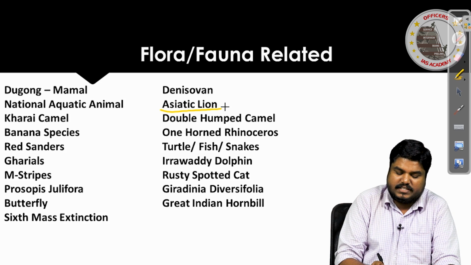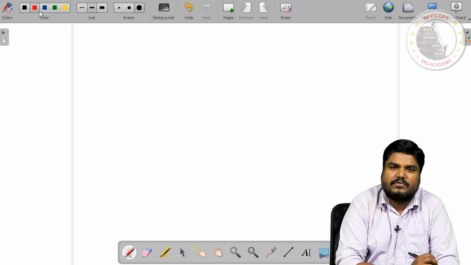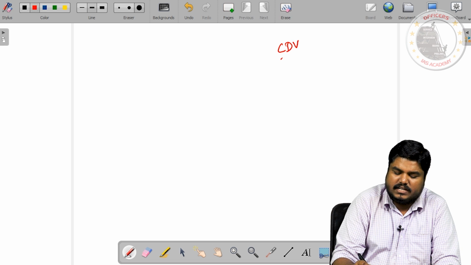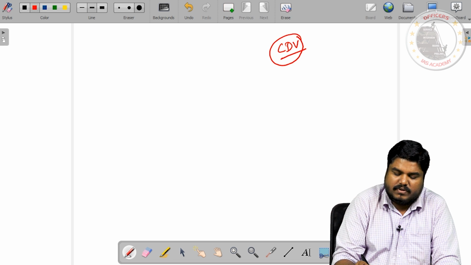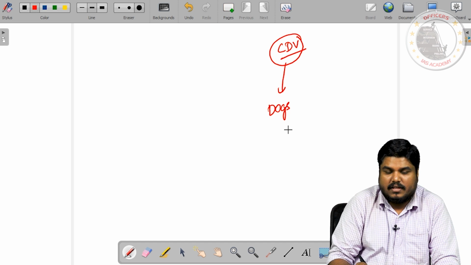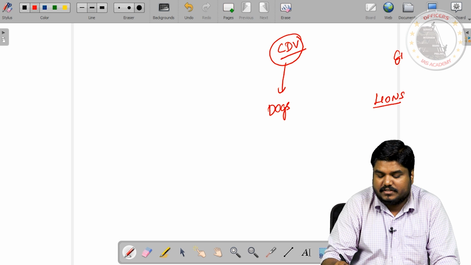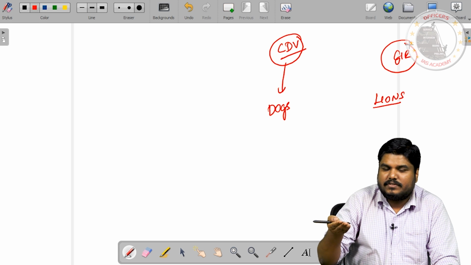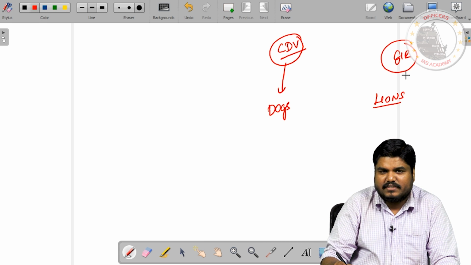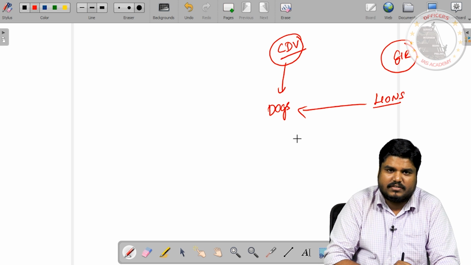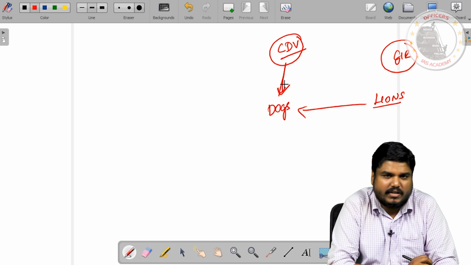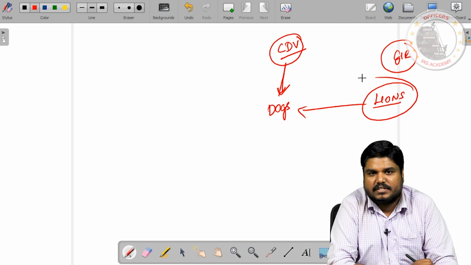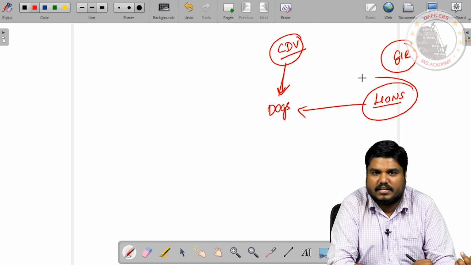Let me explain this Asiatic lion, right. Why was the Asiatic lion in news? I hope you would have heard about something called canine distemper virus, right. This canine distemper virus attacks dogs. In the Gir forest, the population of lions is increasing day by day, so there is a fight for resources. The lions, in search of food, go to the neighboring villages and hunt the dogs. These dogs are already infected by canine distemper virus. So when the lion hunts the dogs, the lion also gets infected, because of which frequent deaths of lions in the Gir forest are witnessed.